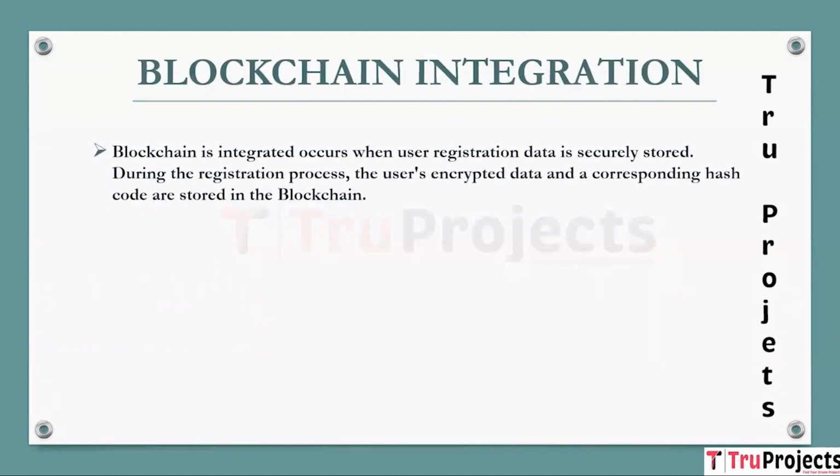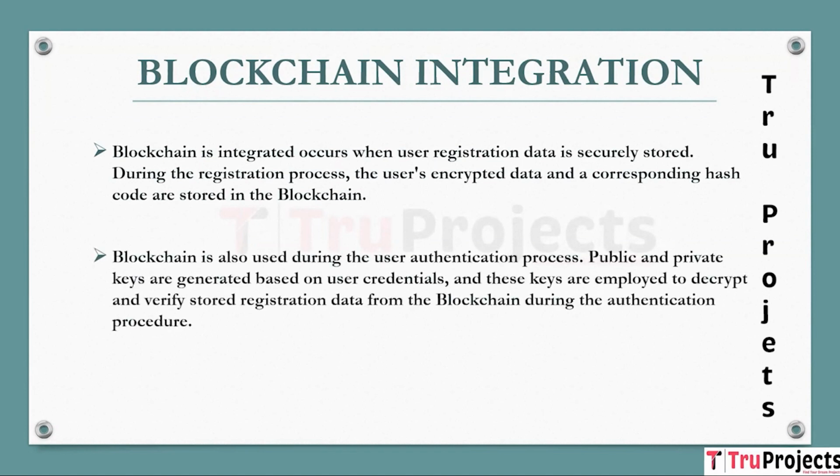Blockchain integration. During user registration, the user's data encrypted using ECC is complemented with a unique hash code. This encrypted data, along with the hash code, is securely stored in the blockchain, ensuring both data security and integrity. Blockchain plays a crucial role in user authentication. Public and private keys generated based on user credentials are used to decrypt the user's stored registration data from the blockchain. This integration enhances security and authentication reliability.